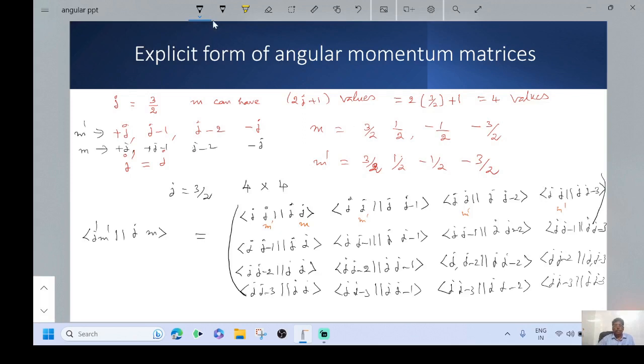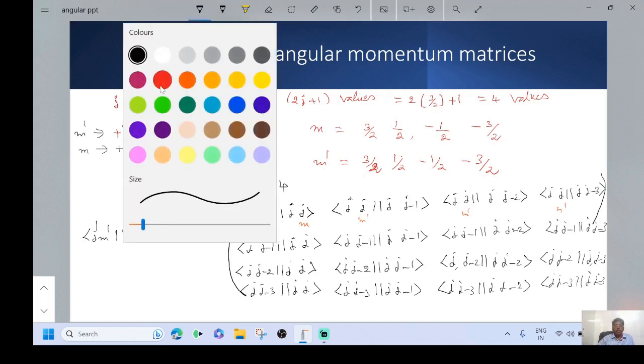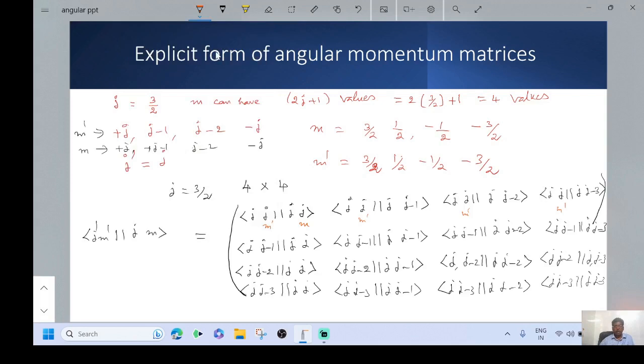See here, this is m dash. m dash is changed column wise: j, j minus 1, j minus 2, j minus 3. m is changed row wise: j, j minus 1, j minus 2, j minus 3.